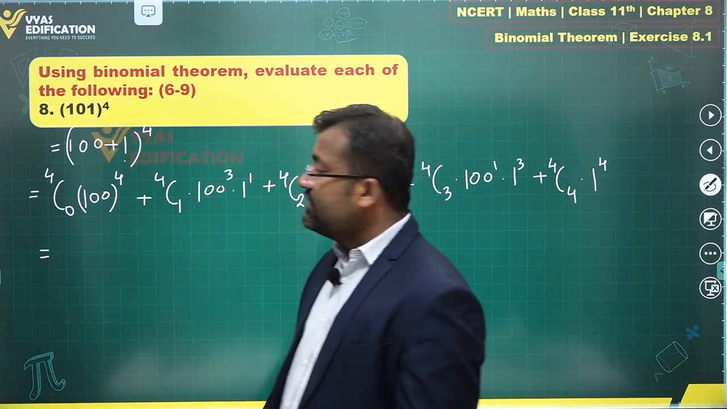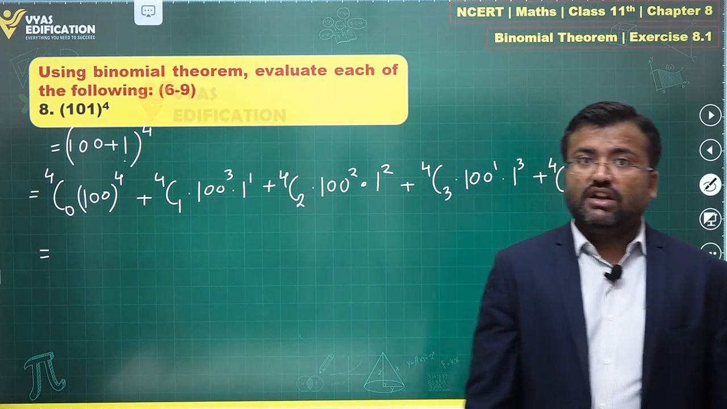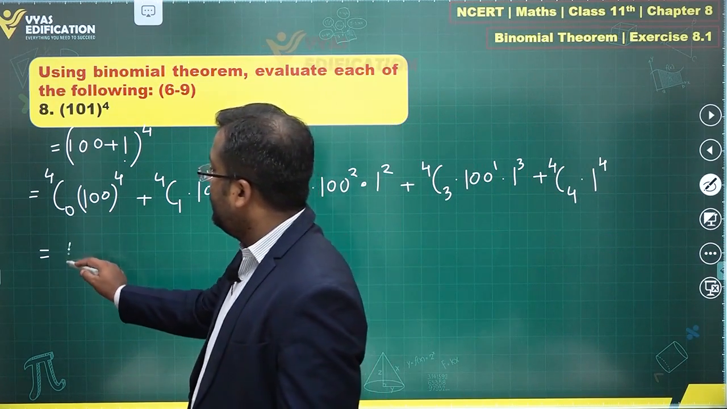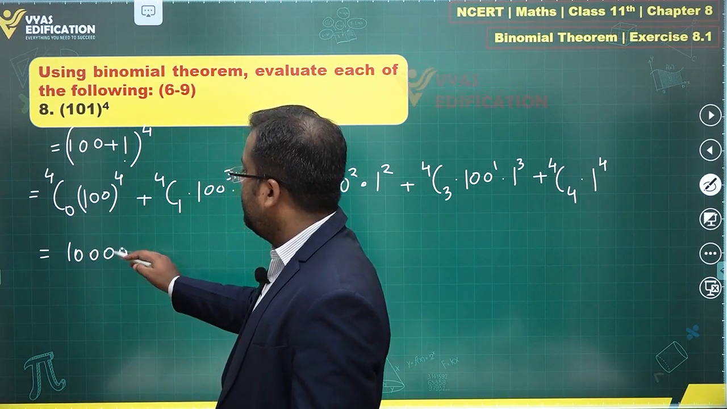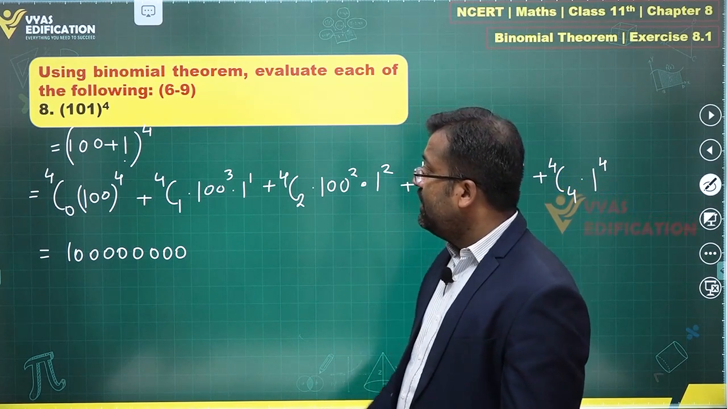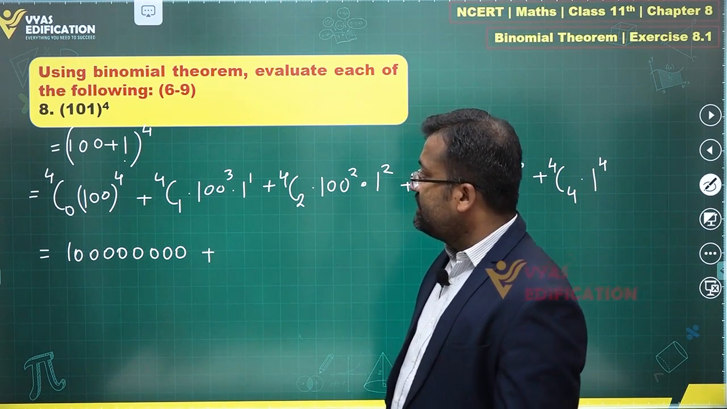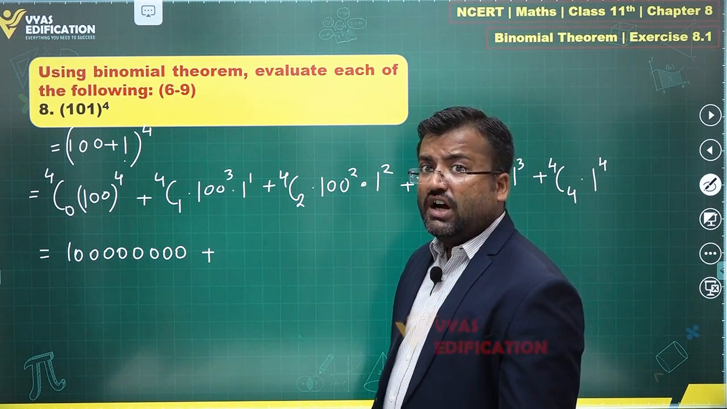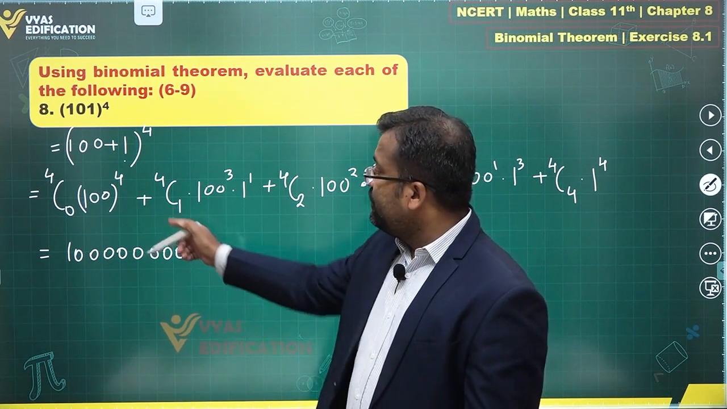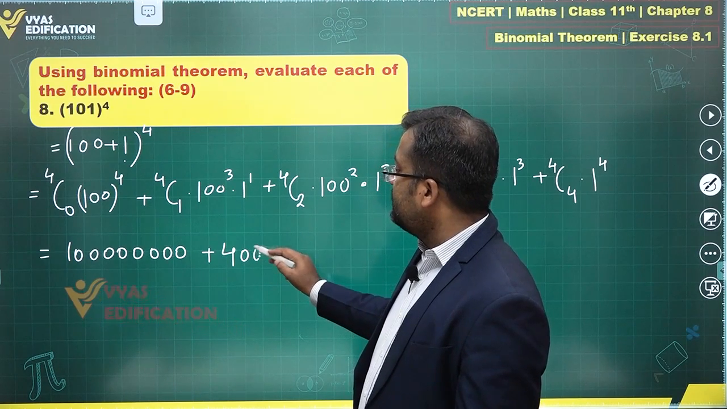What is this? This is 4C0, which is 1, and 100 power 4, which is 1 followed by 8 zeros. 100 power 4 is 1 followed by 8 zeros over here, right? Plus, what you have over here is 4C1 times 100 power 3. 100 power 3 will be actually 6 zeros. This is 4 times 6 zeros actually this.